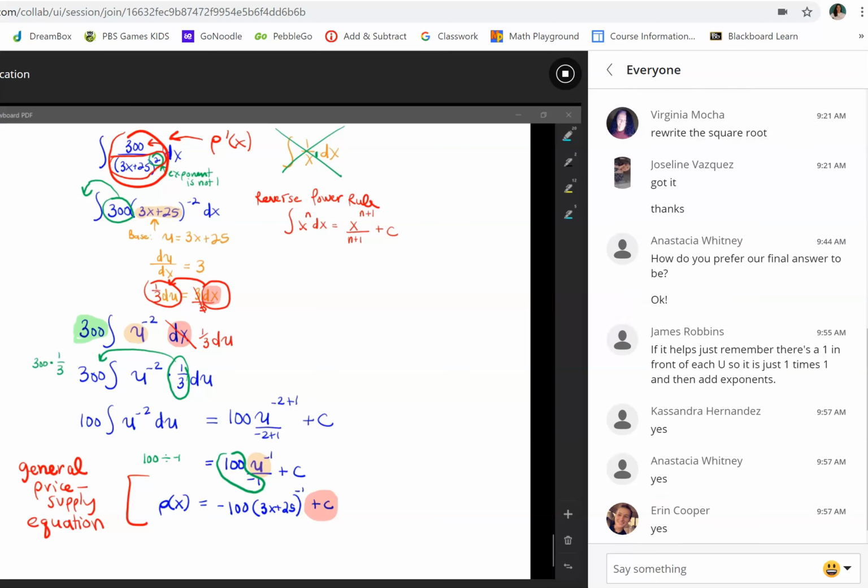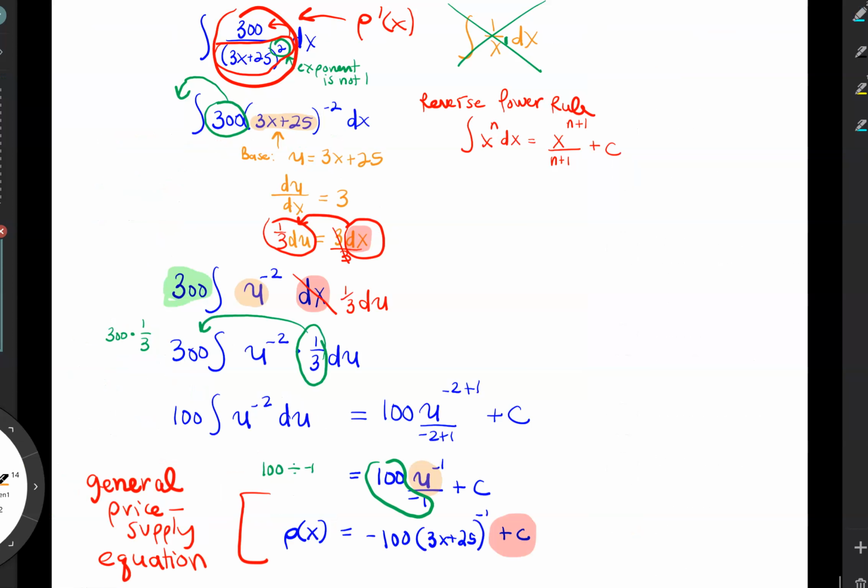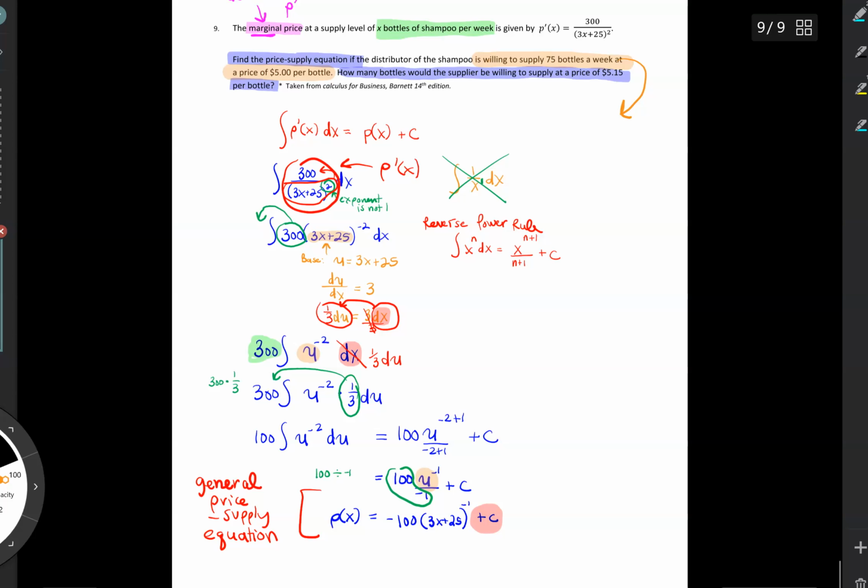We have a generic plus c. So we need to use some information that was given to us to figure out what that c really is under the certain conditions. So what conditions were we given here? Let's go back and look. Oh, we were told right here that they were willing to supply 75 bottles at $5 per bottle. So that information is tied together.